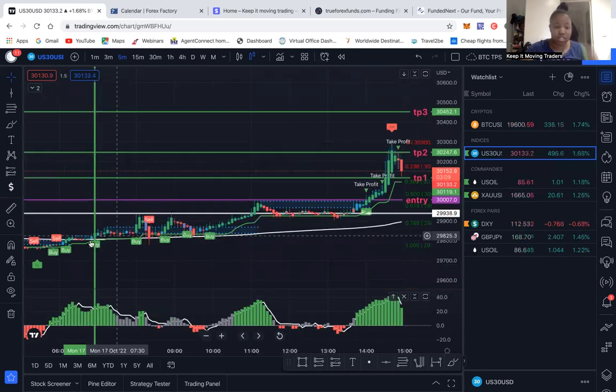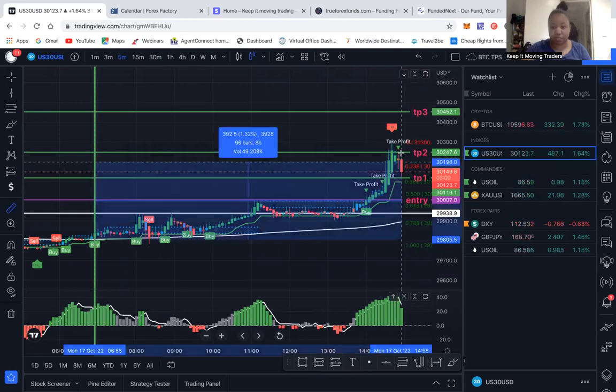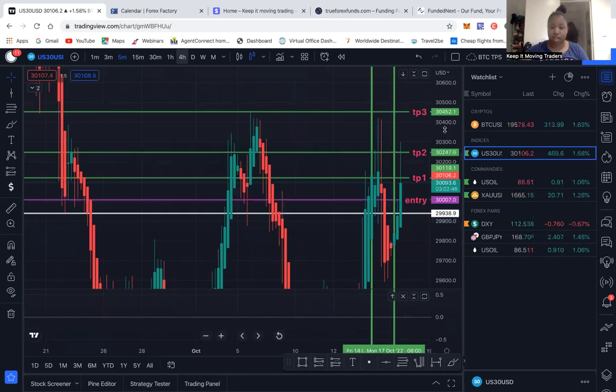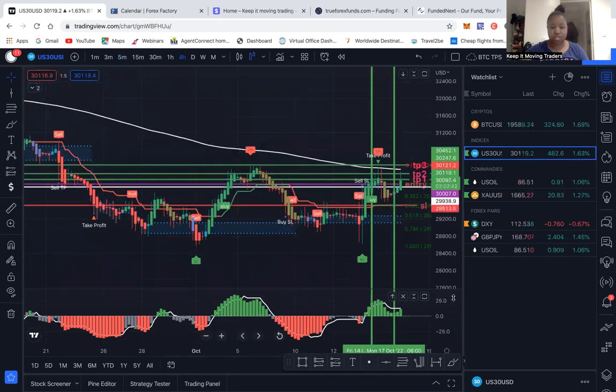I believe this is from Asian session. Yes, this is from Asian session, guys. Look at this. If you had this last night, you could have taken this trade, and this US30 trade would have been 441 pips. 441 pips, guys, on US30 from Asian session last night. And all you had to do was stay in the trade.